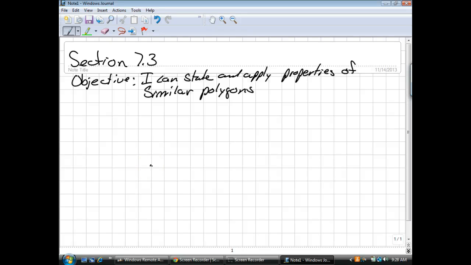Section 7.3. Our objective today is: I can state and apply properties of similar polygons.